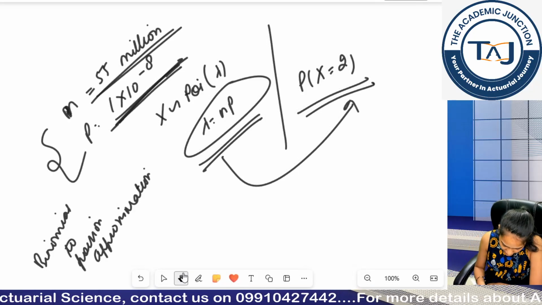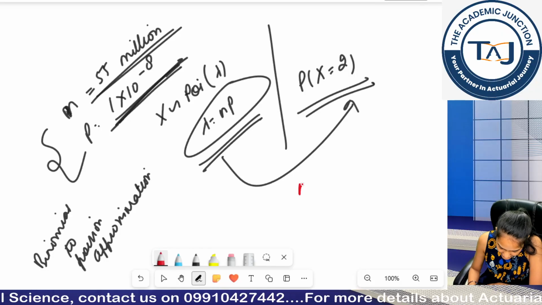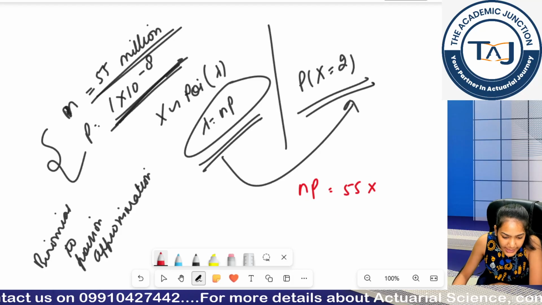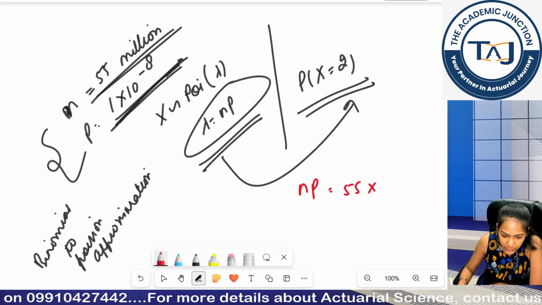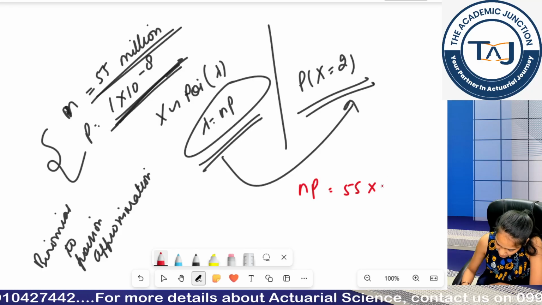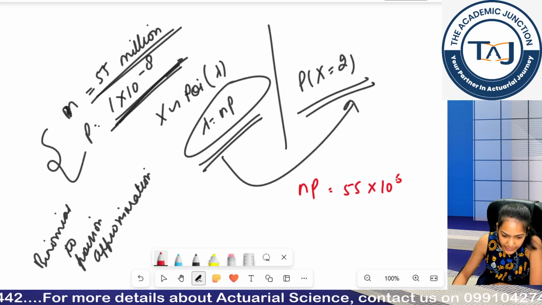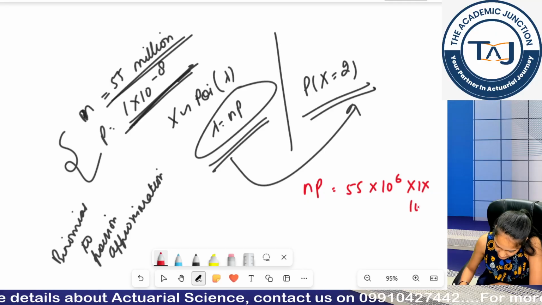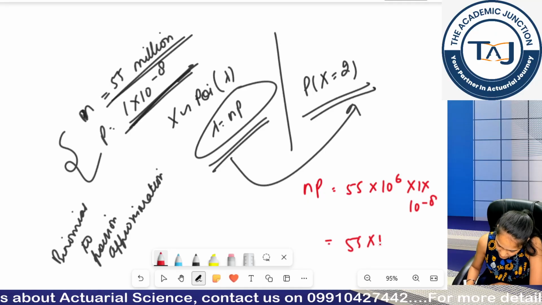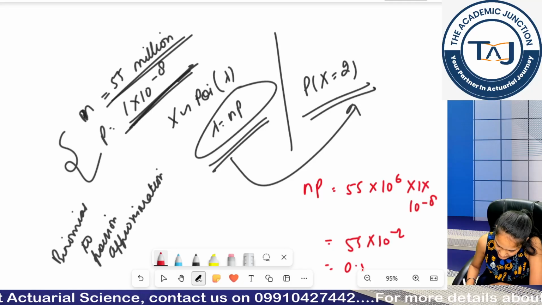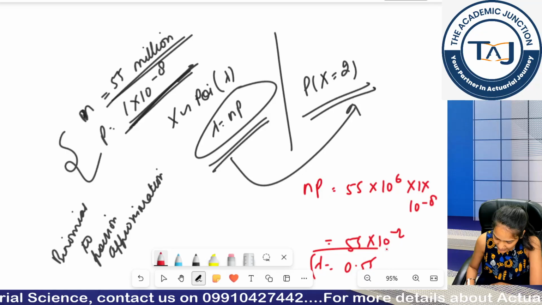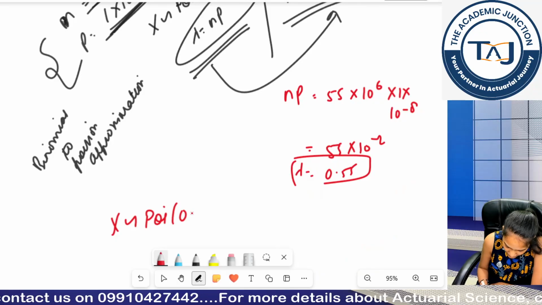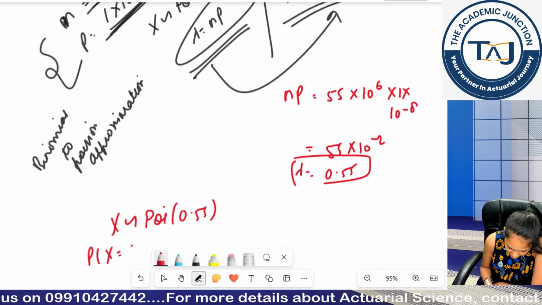So look, my n is 55 million, so 55 into 10 raised to the power 6 I can write. This is 10 raised to the power 6 basically. I have been given 1 into 10 raised to the power minus 8, so 55 into 10 raised to the power minus 2, this basically becomes 0.55. So this is my lambda. Now you have to calculate X follows Poisson 0.55, you have to calculate probability X is equal to 2.